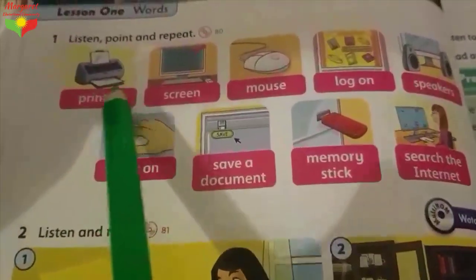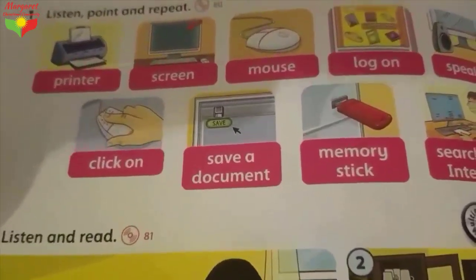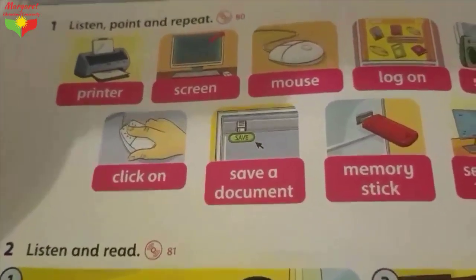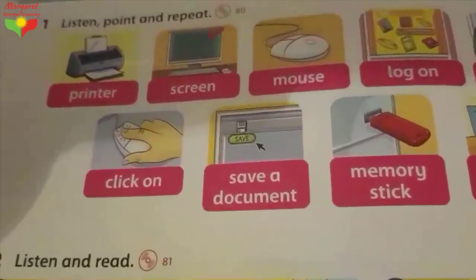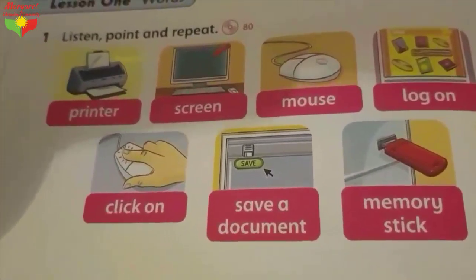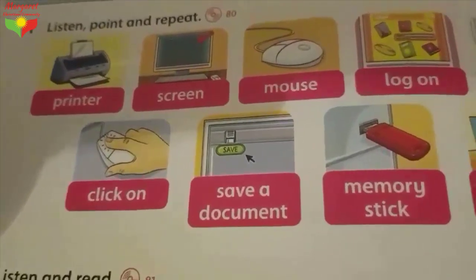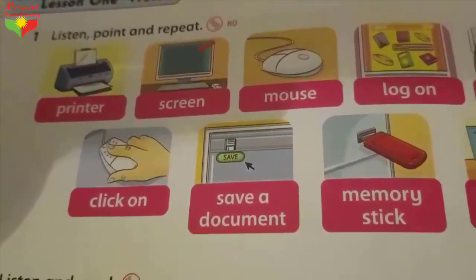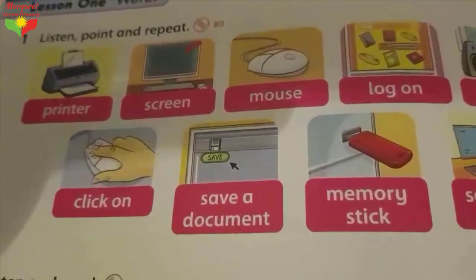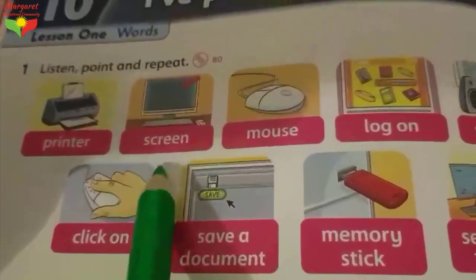So first word, it's printer. Printer, it's a machine. Okay, it's one of the computer parts when you want to export your presentation. For example, you prepare a presentation or a piece of writing or a document and you want to export it to a paper. At this time, you can use a printer, okay? So you can use a printer when you want to put your writing on a paper.